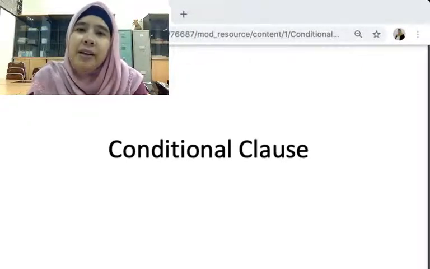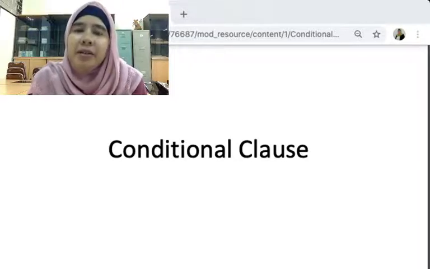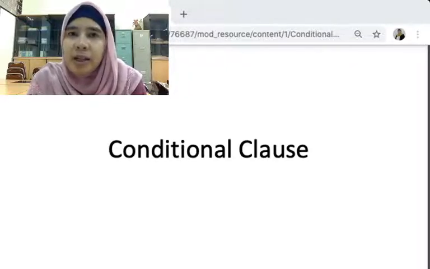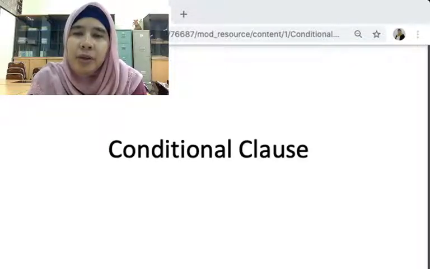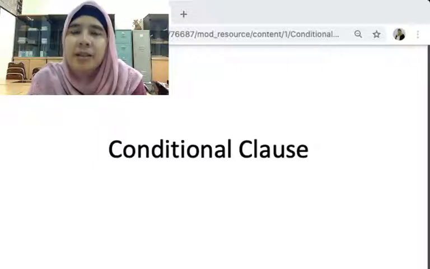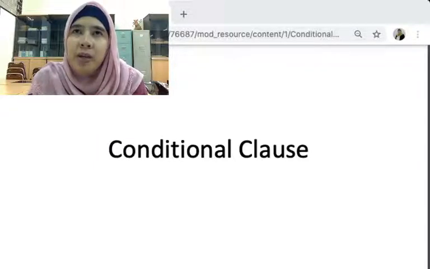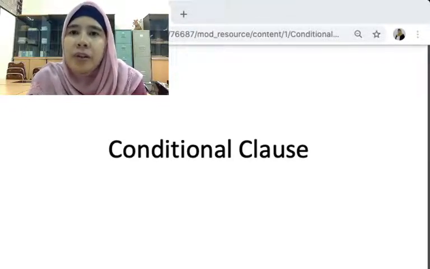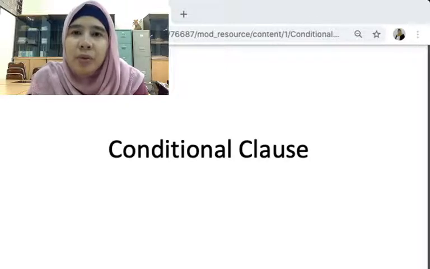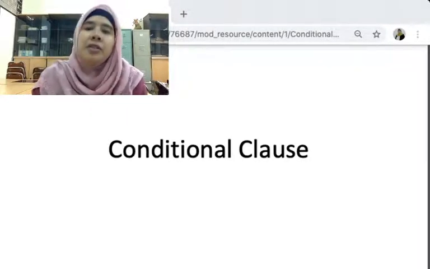You are now in the 14th meeting. It means two meetings from now you will face your final test. And for your information, these materials will be your last materials in the semester. So we are going closer to your final test, and closer to the end of this semester. Okay, what we would like to have today is about the conditional clause.